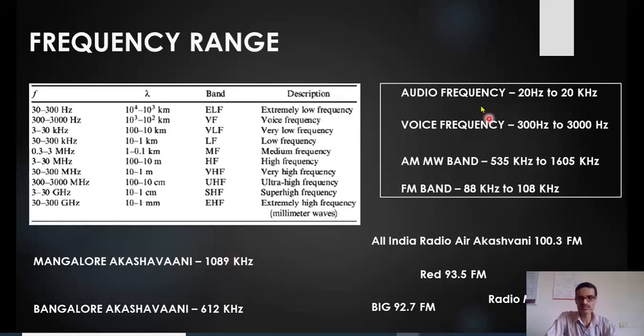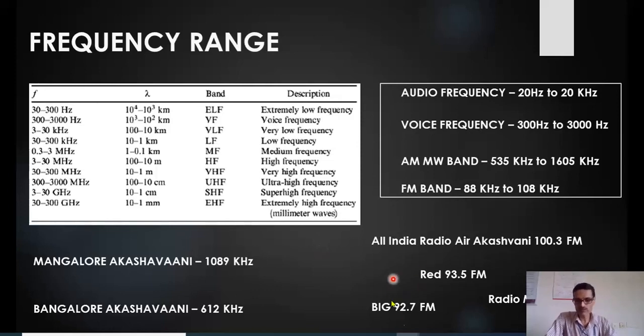So we convert this audio frequency in radio broadcasting, 20 Hz to 20 kHz, into a single frequency for a Bangalore station of 1089 kHz in the process of modulation. We convert the low frequency signals of 20 Hz to 20 kHz into a single carrier frequency of 1089, and this carrier is used to carry the audio signals from the Bangalore station to your house or your home.